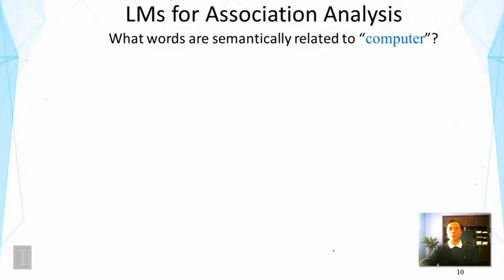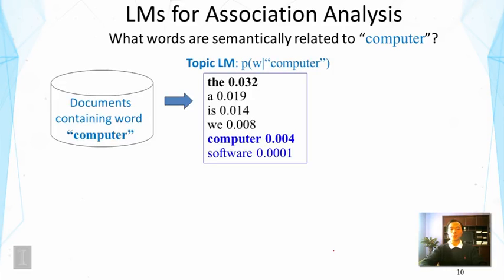Now, how do we find such words? Well, our first thought is that let's take a look at the text that match computer. So we can take a look at all the documents that contain the word computer. Let's build a language model. We can see what words we see there. Well, not surprisingly, we see these common words on top, as we always do. So in this case, this language model gives us the conditional probability of seeing a word in the context of computer. And these common words will naturally have high probabilities. But we also see computer itself and software will have relatively high probabilities.